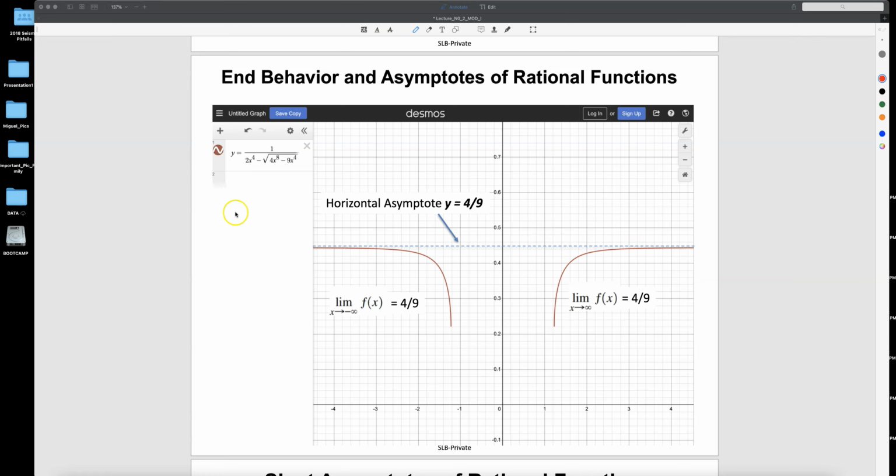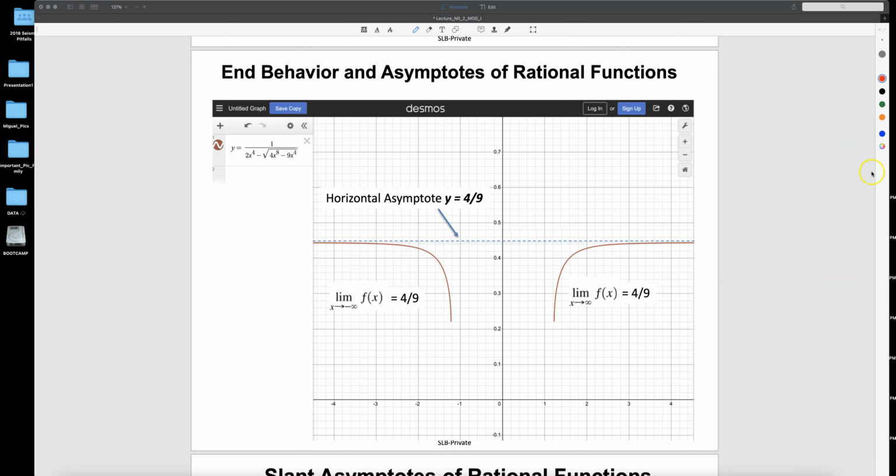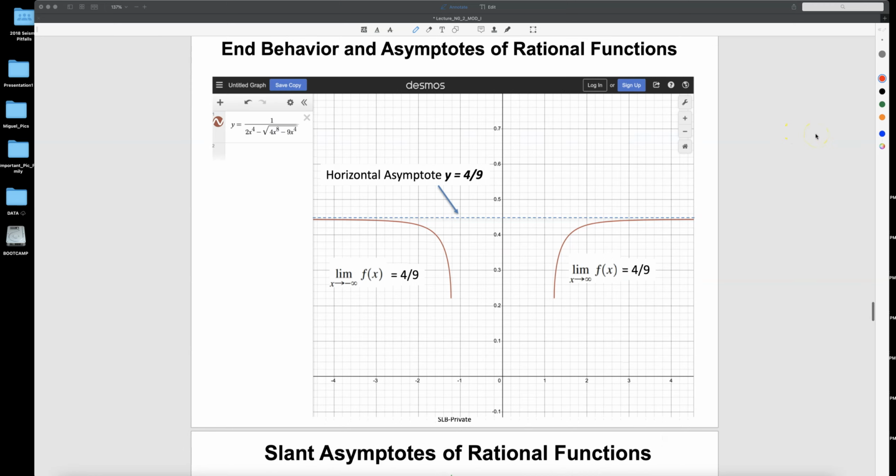Here we have a rational function. You might say, well, I have this square. But what we have within the square is a polynomial function, so we are still considering a rational function. I took this example from one of the exercises in your textbook.